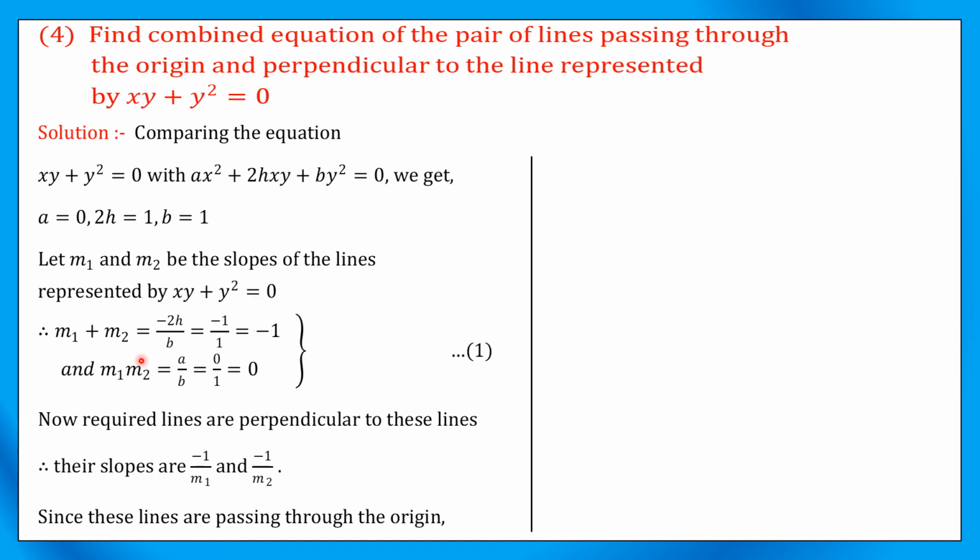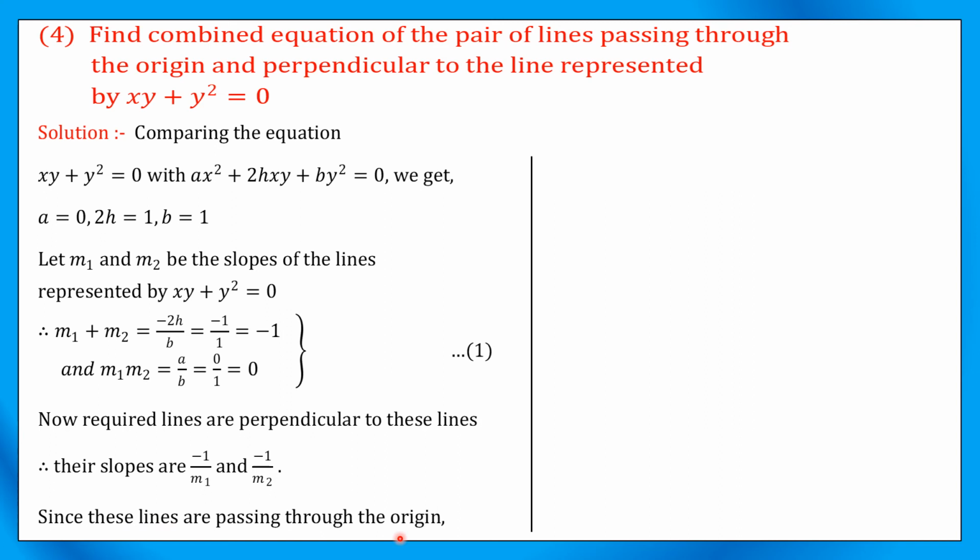Therefore, the sum of the slopes, that is m1 plus m2, equal to minus 2h divided by b. Putting the values, we get minus 1 divided by 1 equal to minus 1. And the product of the slopes, m1 multiplied by m2, equal to a divided by b. Putting the values of a and b, we get 0 divided by 1 equal to 0, denoted by equation 1. As the required lines are perpendicular to these lines, their slopes are the negative reciprocals: minus 1 divided by m1 for the first line. Also, for the second line, the slope is minus 1 divided by m2.